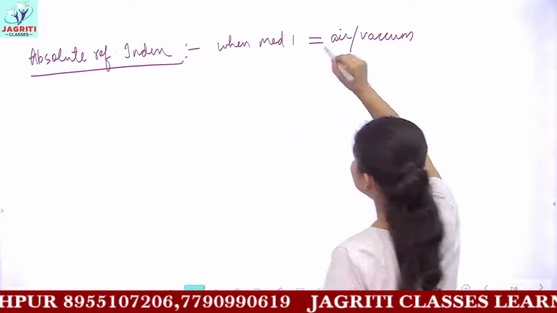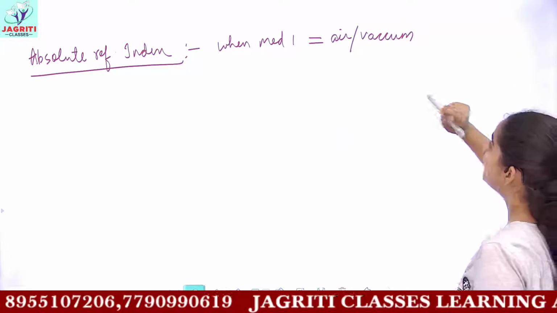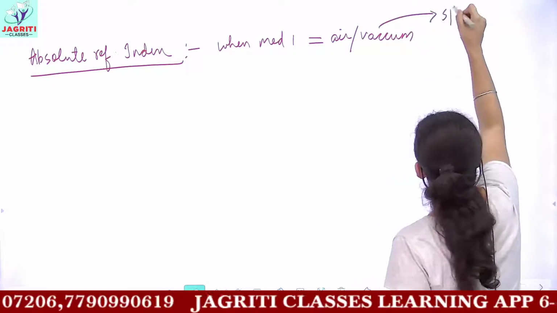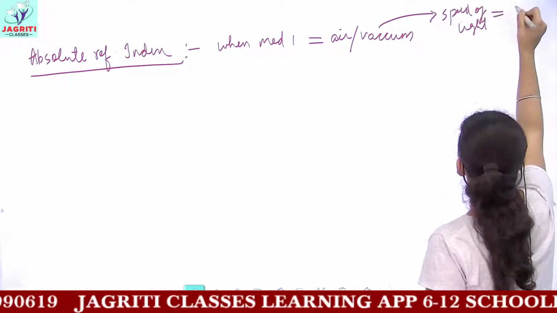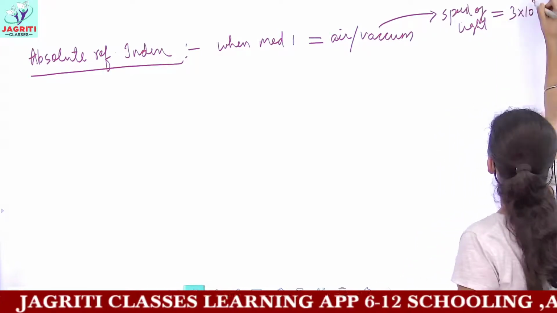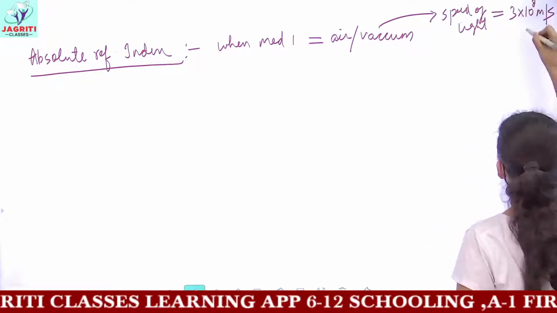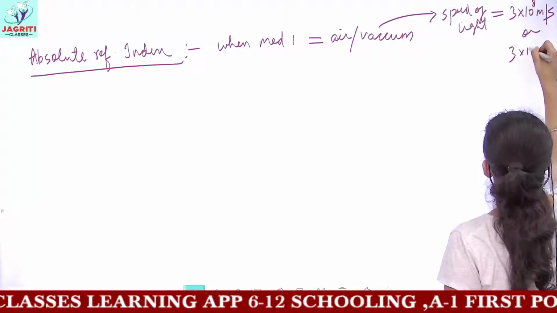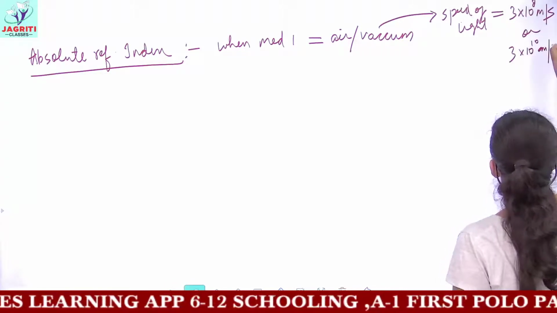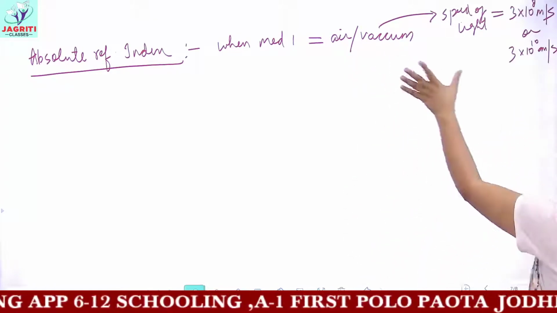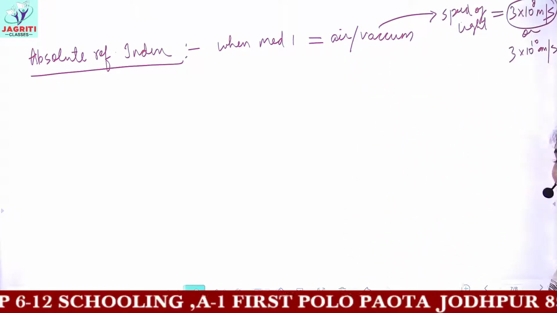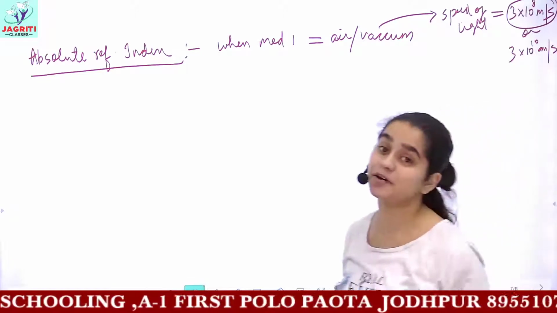Because if you consider any one medium to be air or vacuum, then the speed of light in air or vacuum remains the same. That is 3 into 10 raised to the power 8 meter per second, or 3 into 10 raised to the power 10 centimeter per second. So if we consider air or vacuum, then the speed of light is always 3 into 10 raised to the power 8.